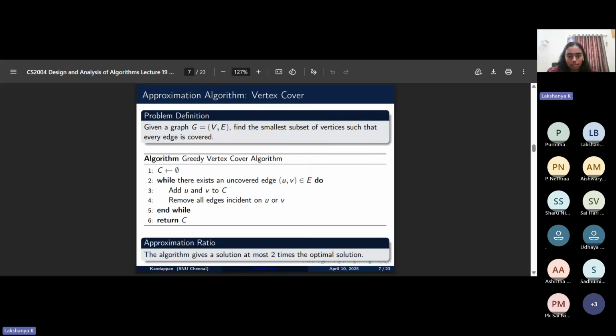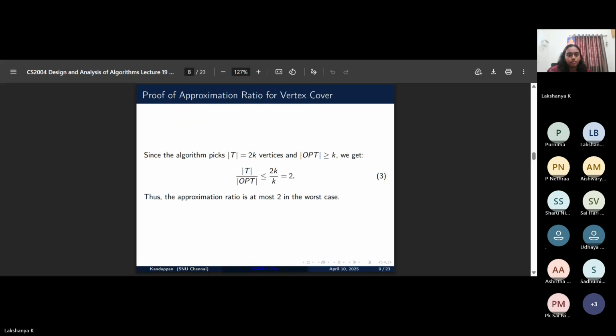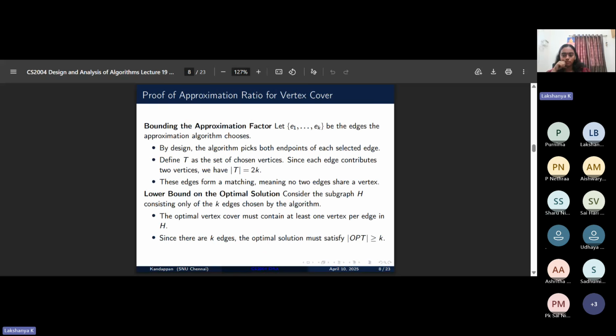Now, where was that graph? Here there are 1, 2, 3, 4, 5 edges. But we considered AB and then CD. When we considered AB, we took both A and B and put them in the set. When we considered CD, again we took C and D and put them in. So if we consider k edges, we'll have 2k elements in the set. Right? Yes. So my approximation algorithm gives me a solution of size k.